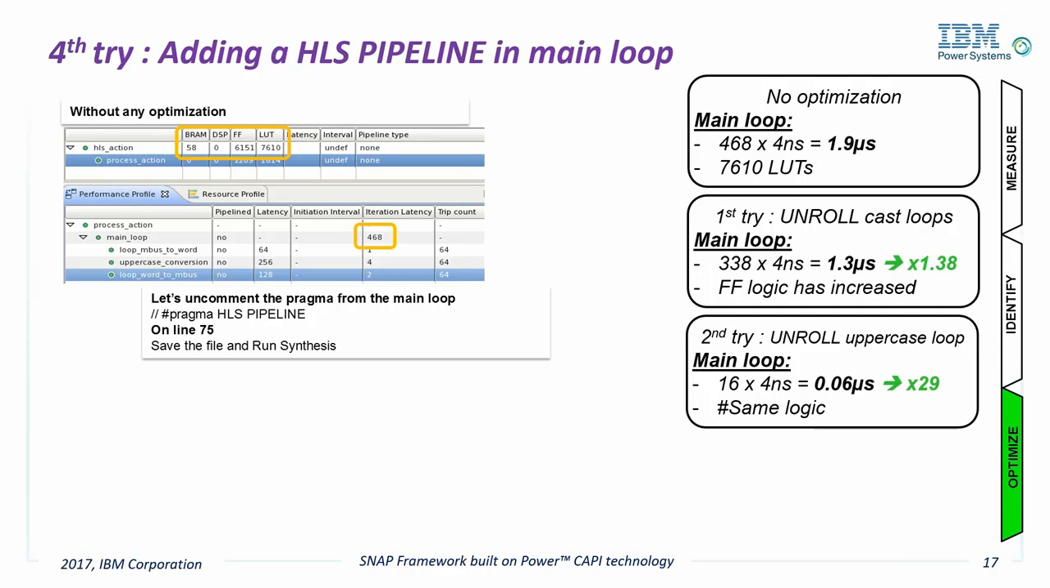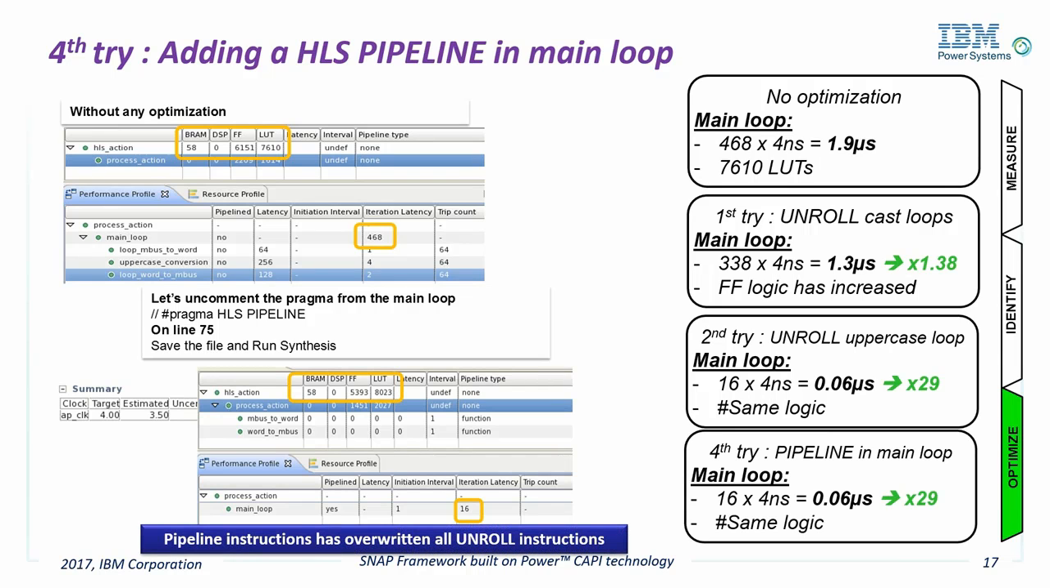Fourth try, let's now uncomment the unroll pragma on line 75 in the main loop. Save the file and run synthesis. Clock frequency is unchanged, the amount of FF logic is quite unchanged and even a little better than the second try. And we get back this latency of 16. What I wanted to show you here is that with very few instructions well placed, you can get really good performances. If you do more tests, you will see that this pipeline instruction has overwritten all the unrolls that you have put in subloops. Remember, pipeline is a recursive instruction and has entered all the subfunctions to get a better latency.